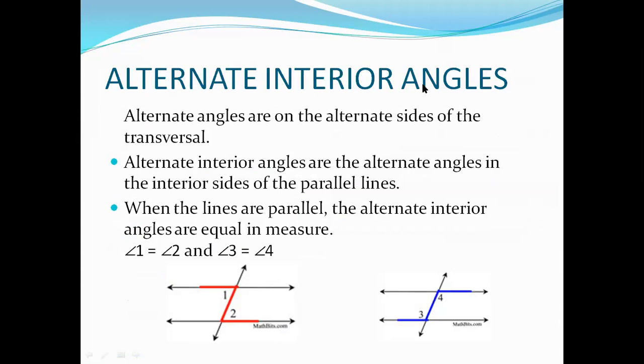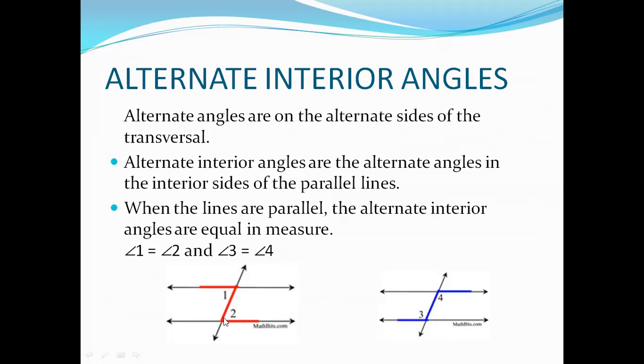Alternate interior angles. Let us understand what are alternate angles first. Alternate angles are on the alternate side of the transversal. If one angle is on the left side, the other angle will be on the right side. That is what I mean by alternate sides. Alternate interior angles will be the alternate angles which will be in the interior side of the parallel lines. So they will be in between the two parallel lines.